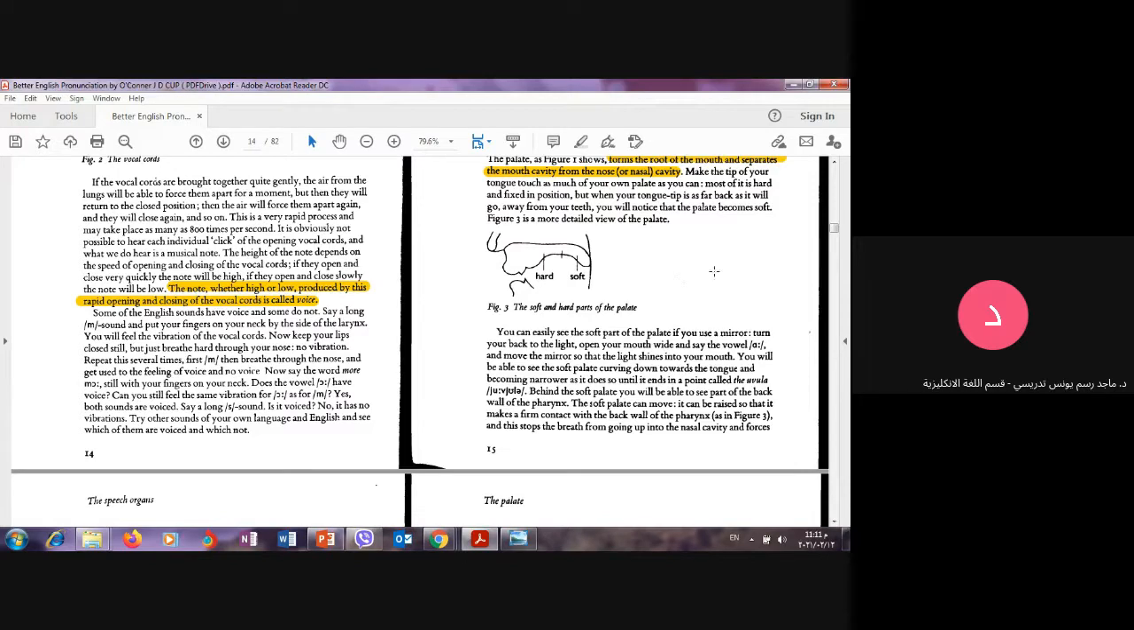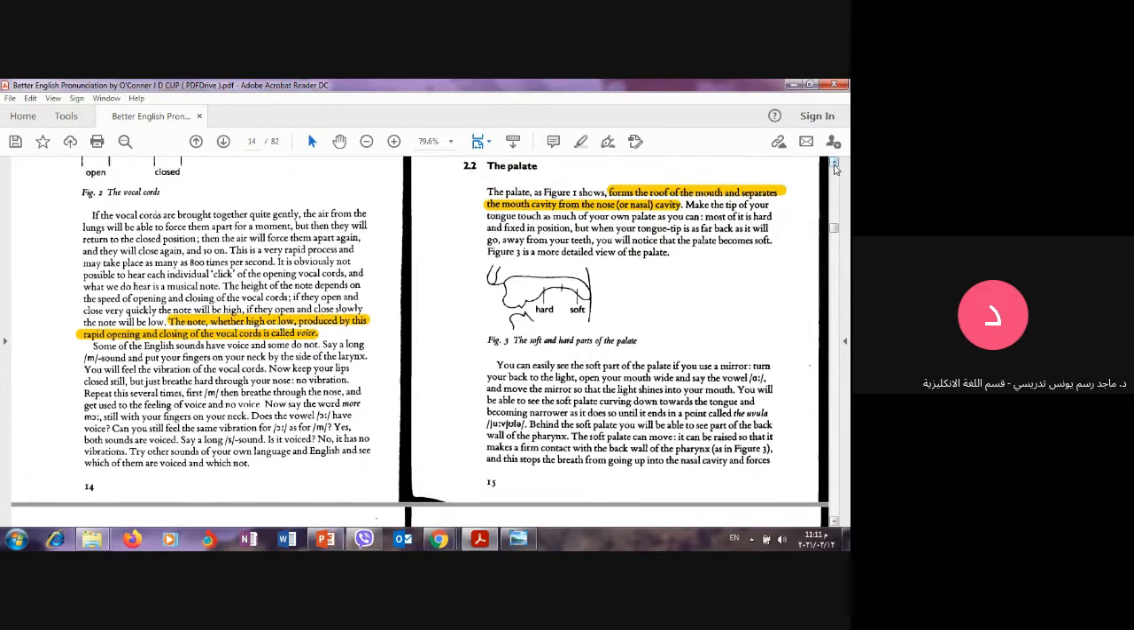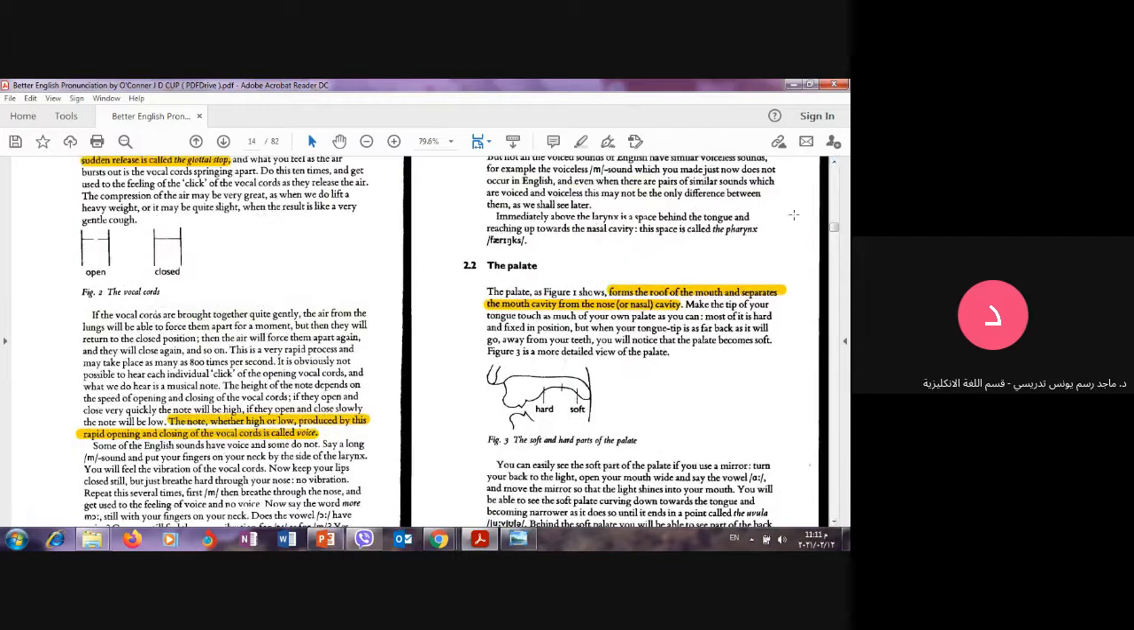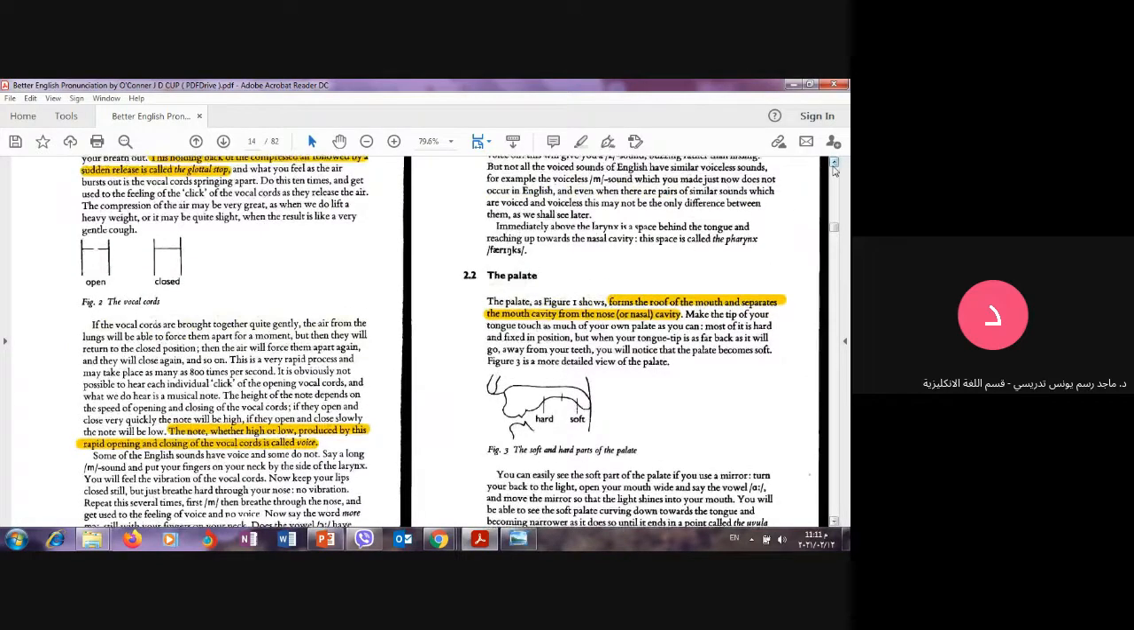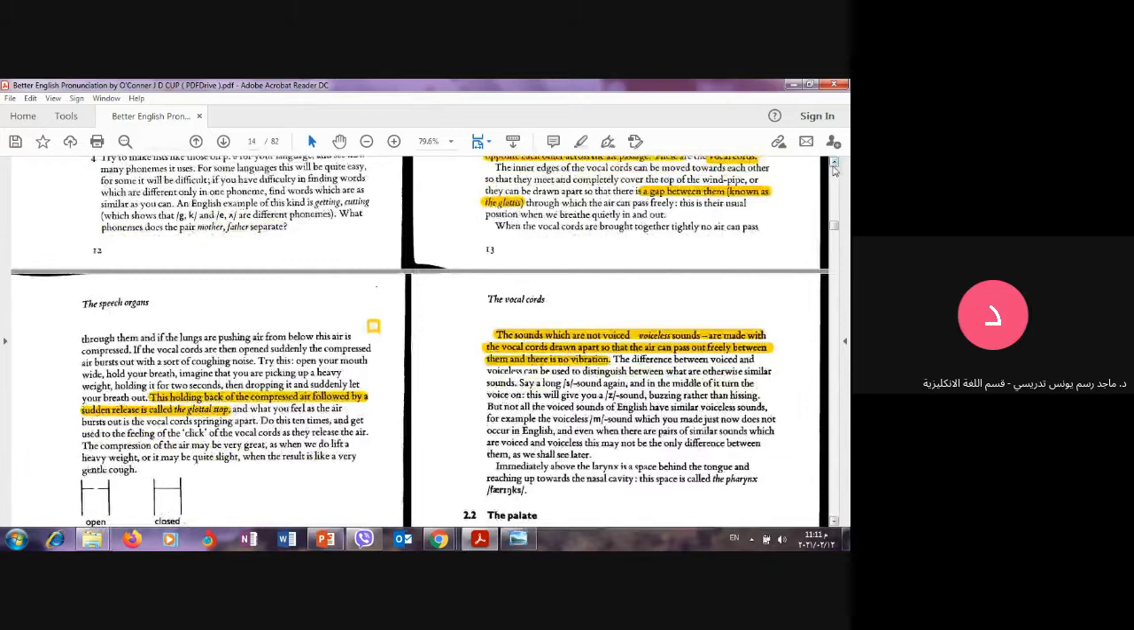The third type of sounds produced by the vocal cords is what we call voiceless sounds. Voiceless sounds happen when the vocal cords do not vibrate. This means that the vocal cords are drawn apart so that the air can pass out freely between them and there is no vibration.